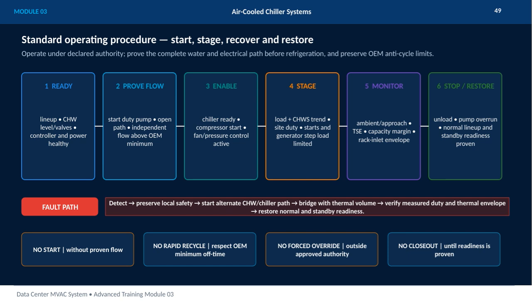restore phases. First, we must operate strictly under declared authority and ensure the entire water and electrical path is proven before refrigeration begins, while always preserving the OEM anti-cycle limits. The process starts with the ready phase, where we check lineup, chilled water level and valves, and confirm controller and power health. Then, in the prove flow phase, we start the duty pump and confirm the flow path is open with independent flow above the OEM minimum.